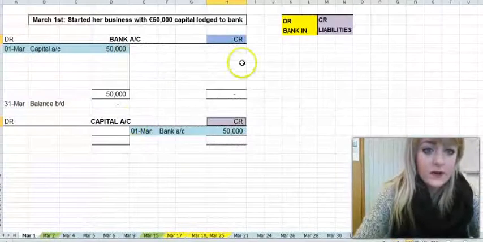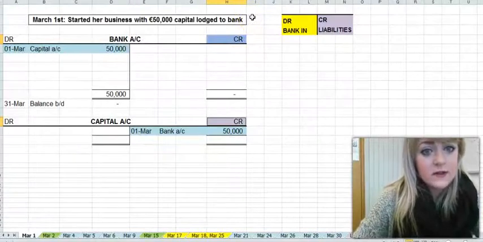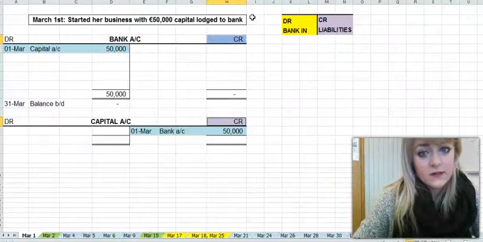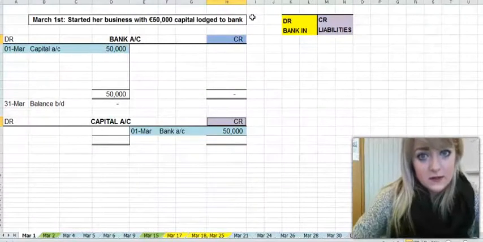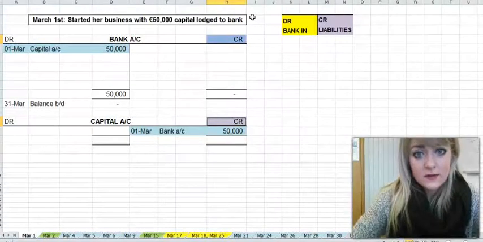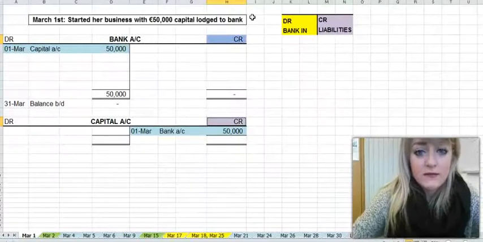So in the first working, on the 1st of March, Kate started her business with €50,000 capital lodged to the bank. The bank account is a tricky one. It's the opposite to what you see on your bank statement. On your bank statement, when money comes in, like if your parents pay you some money or if you get money from your job, it's credited on your bank statement. But on the other hand, if you pay money out, it's a debit on your account. If you go shopping and you pay for something, it's a debit on your bank account, or if you take money out of the ATM.